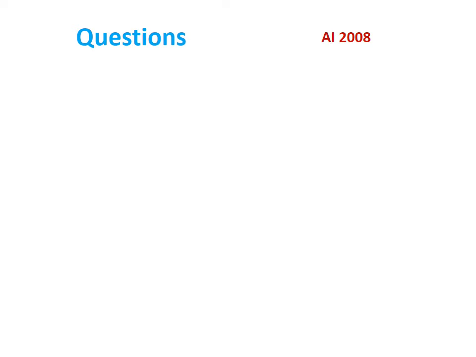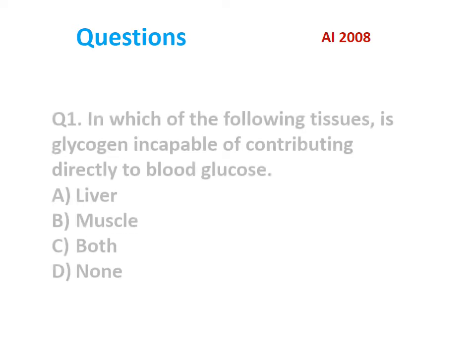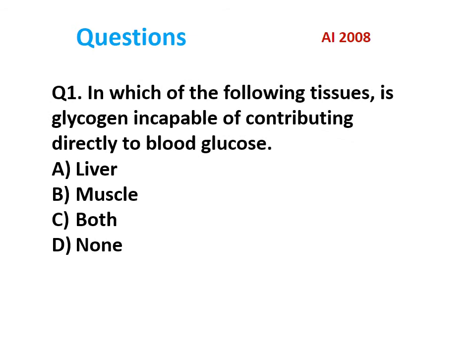Now we come to the questions. All India 2008: in which of the following tissues is glycogen incapable of contributing directly to blood glucose? Liver, muscle, both or none. That is muscle. Liver contributes directly to blood glucose level, whereas muscle cannot because it does not have the phosphatase enzyme.